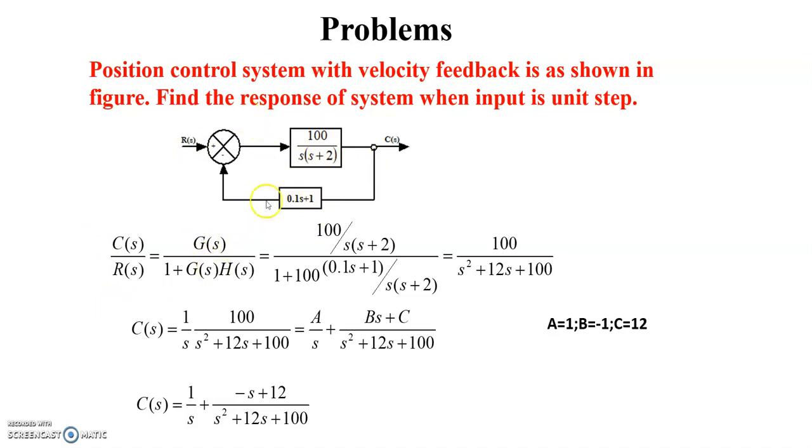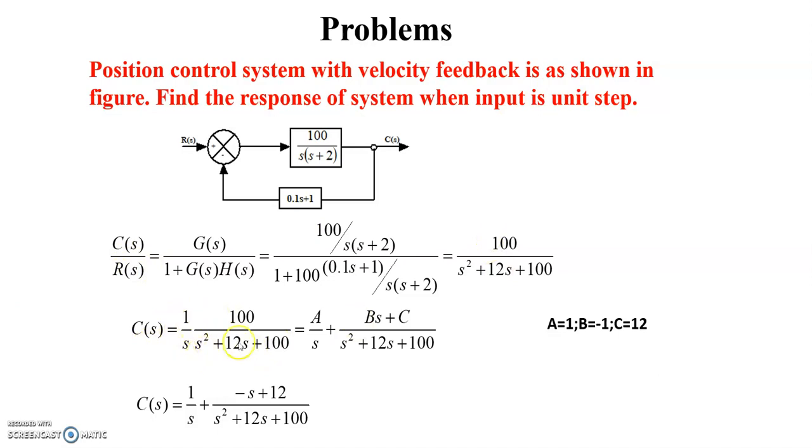You know the formula, this is a closed loop system, so G(s)/(1+G(s)H(s)). Here H(s) is given and G(s) is also there. So just substitute and rearrange, and you can find the transfer function. This closed loop transfer function is 100/(s^2+12s+100). Then there is a partial fraction for this transfer function, or before that you can apply R(s). R(s) is unit step. So C(s) = R(s) times this transfer function.